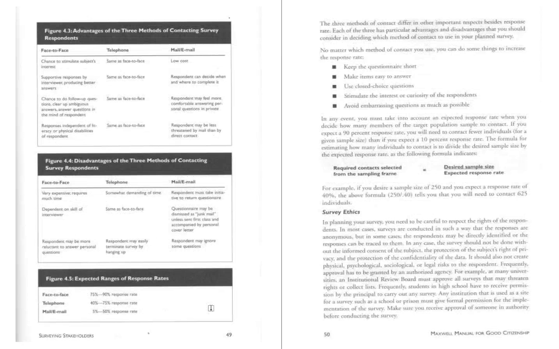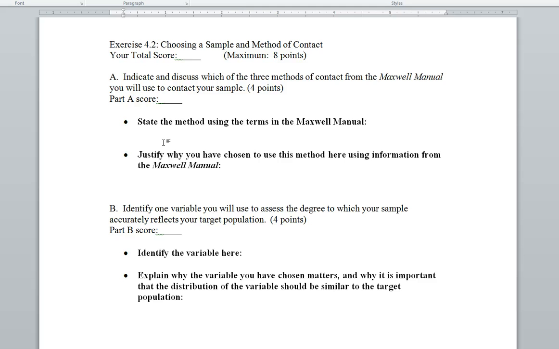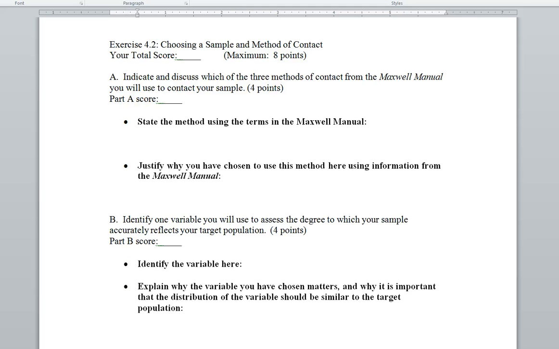And if you look at page 49, they tell you the advantages and disadvantages of different methods of contact. So we can go back to our module and choose one of those 3 methods. The answer I'm going to choose is telephone. That's pretty simple. That's all you have to write, one word, telephone. Now, it asks you to justify the reason.